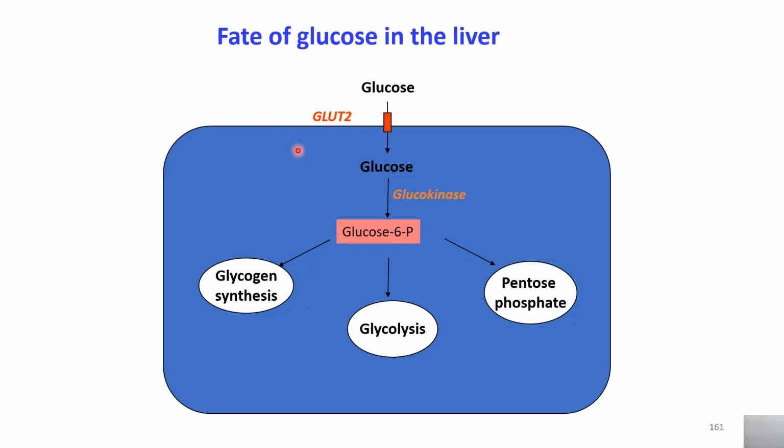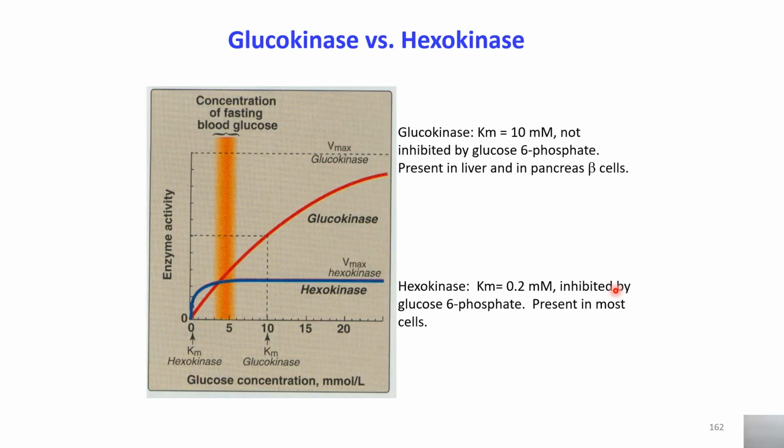So what is the fate of glucose in the liver? Glucokinase will convert it to glucose 6-phosphate, then either glycogen synthesis or glycolysis or the pentose phosphate pathway. We have talked about glucokinase and hexokinase in the previous question. Glucokinase has a very high Km, and it is not inhibited by glucose 6-phosphate. It is present in liver and pancreatic beta cells. Whereas in the case of hexokinase, the Km is pretty low, so it's inhibited by glucose 6-phosphate and is present in most cells.